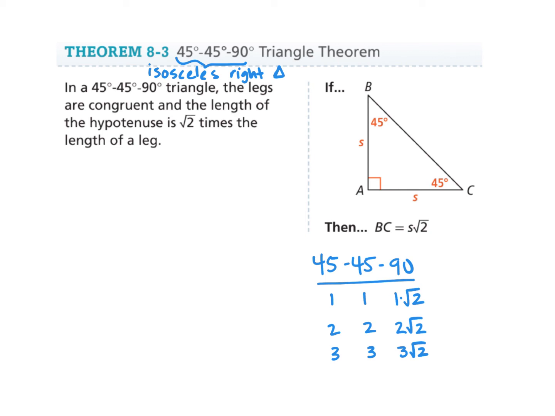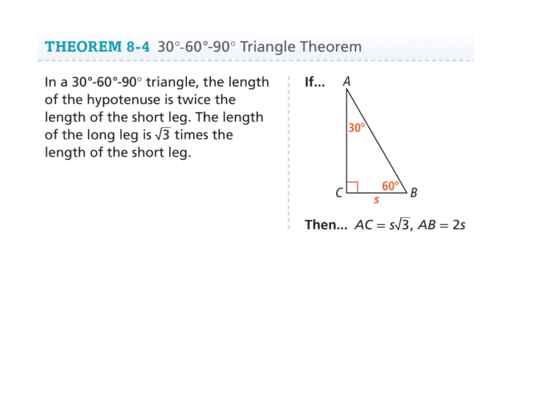The other special triangle is what we're going to look at next. And this one's called a 30, 60, 90 triangle because it has angles that are 30 degrees, 60 degrees, and 90 degrees. So this one's maybe a little bit more complicated. We're not going to have legs that are the same length like we did in the 45, 45, 90, right? We're going to have one leg that's shorter than the other.